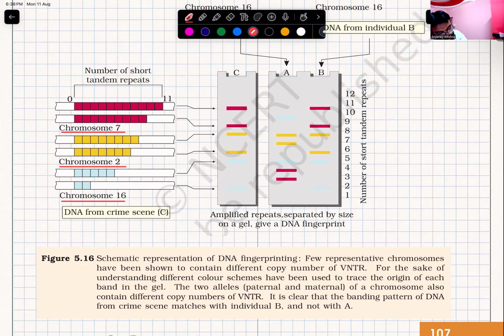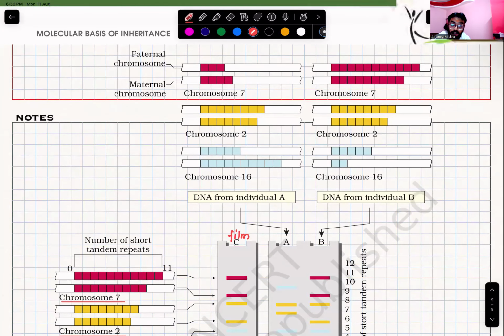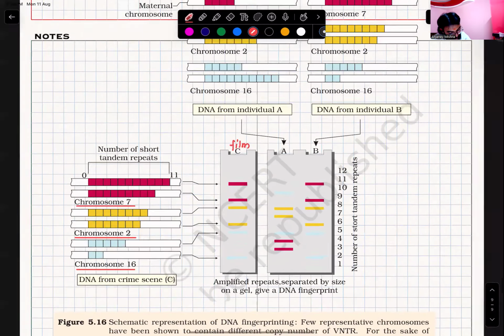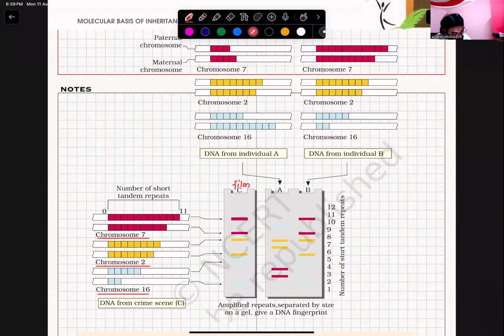This is what it looks like on the film. This is the film. These are the DNA of individuals or suspects, individual A and B. All you have to do is match. Check where it is matching. Is B matching or is A matching?